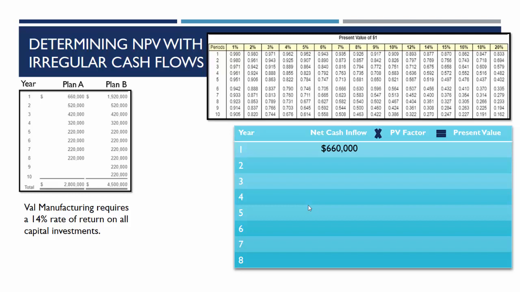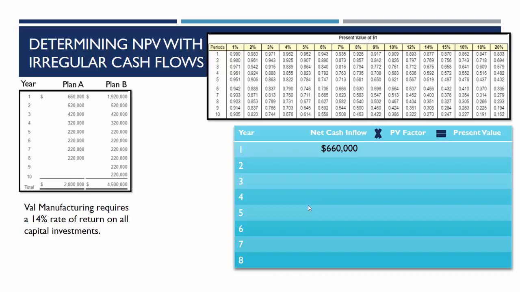Plan A has a cash inflow of $660,000 during year 1. We need to multiply this by the proper present value factor. And to find that, you need the intersection of how many years in the future it is until you get this cash inflow and what your required rate of return is on all of your investments.